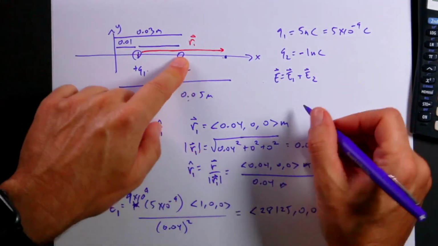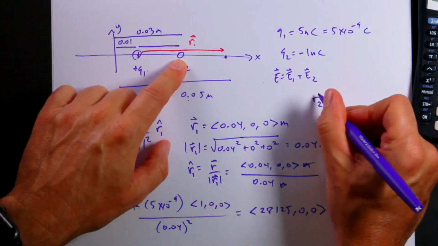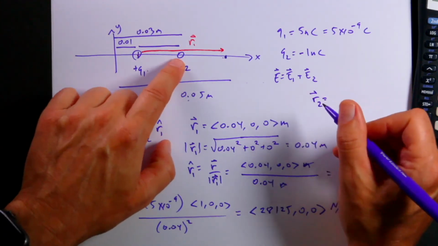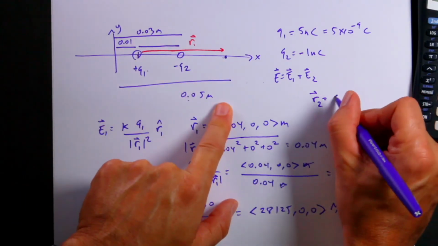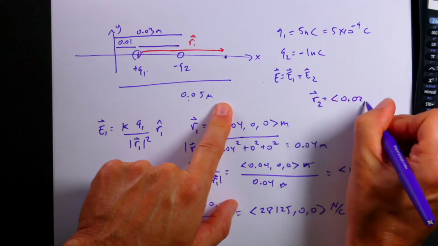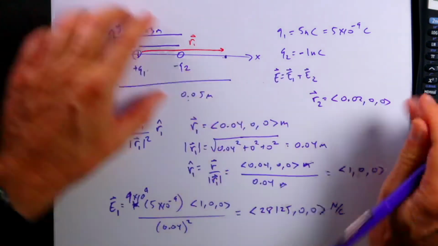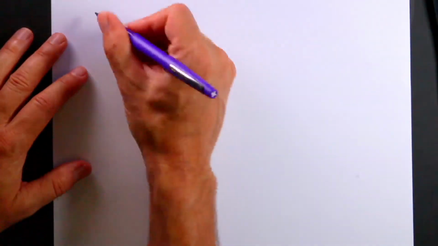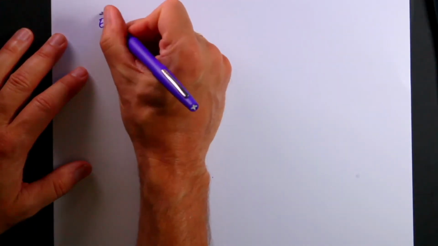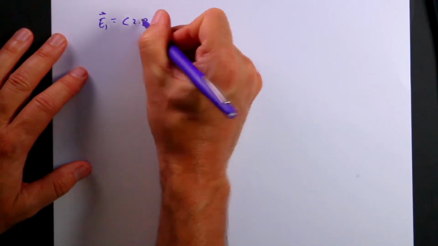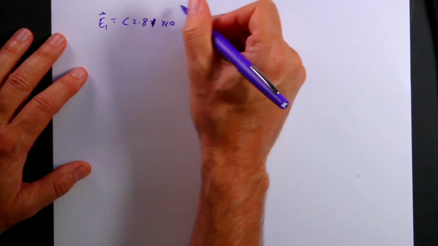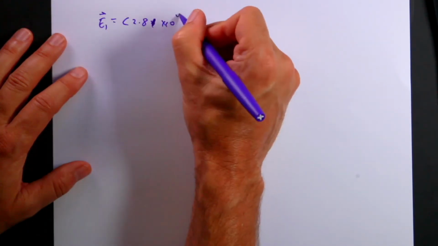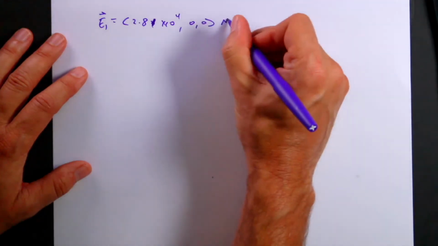For E2, the first thing I need is R2. Let me go ahead and write it here so we can see it. The vector R2 is from here to there, so that's 0.03 meters to 0.05 meters. So it's just going to be 0.02, 0, 0. And remember, it had a negative 1 charge. So let's find E2. I'm going to write E1 up here at the top. E1 equals 2.81 times 10 to the 4th, 0, 0 newtons per coulomb.